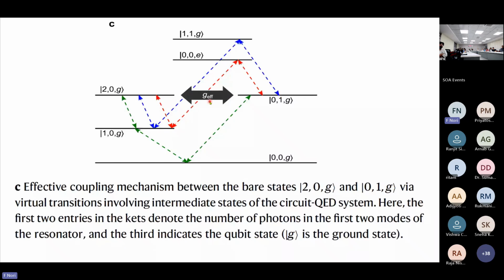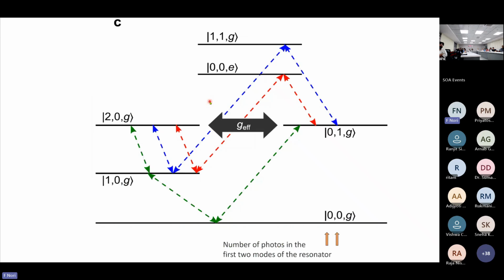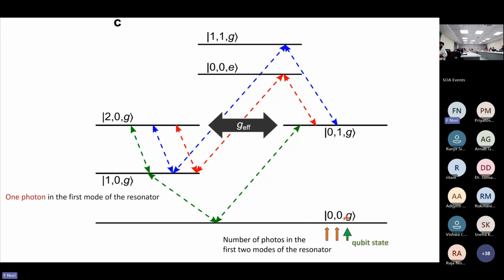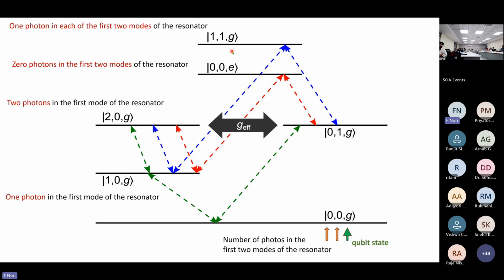First you look at the energy levels. It is complicated, but look here. There are a number of photons in the first two modes. This is the ground state, excited state, and the atom is in the ground state. Then here, the qubit state. So you have 1 photon in the first mode of the resonator and 0 in the second one, or 2 photons in the first mode and 0 in the second one, and the atom remains in the ground state. But you cannot get these 2 photons to go here directly. You need to go via virtual transitions involving 0 photons in the first 2 modes and the excited atom, or 1 photon in each mode and the resonator, and you can do it indirectly.